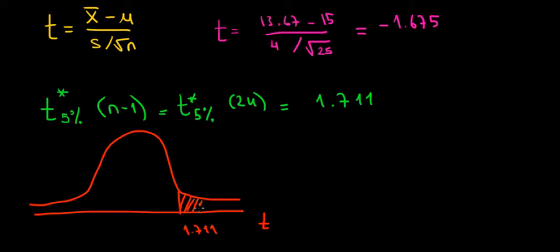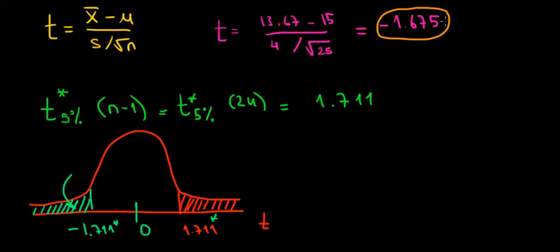Recall that the t distribution is symmetric around the mean of 0. So we also have a negative critical value on this side, minus 1.711. Because the test is one-sided, we're interested in this region only, so we're looking at the left tail. Now our value that we calculated in the test is equal to minus 1.675.